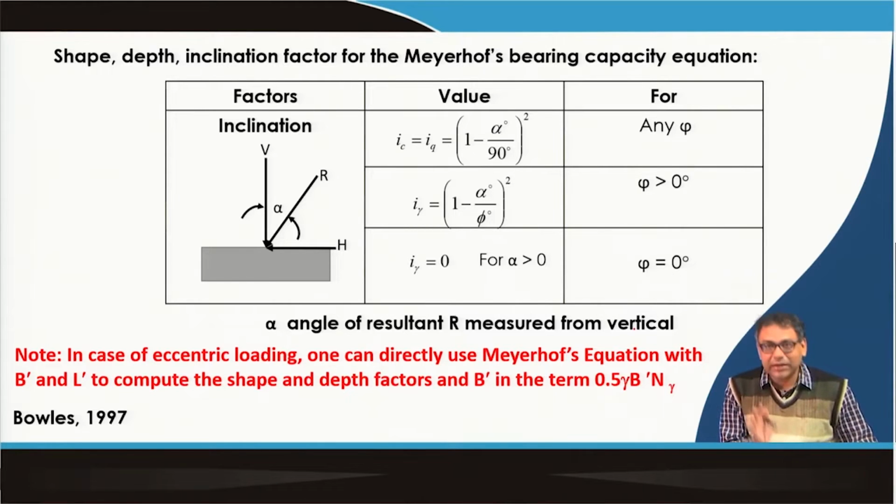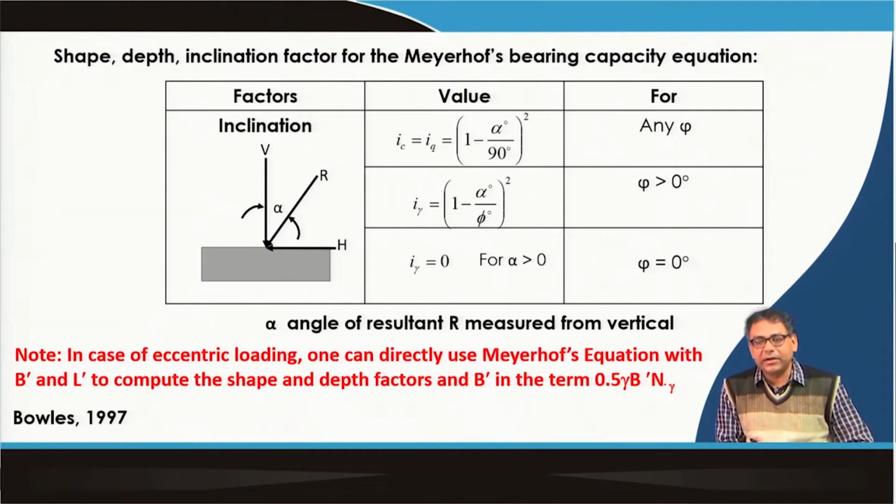Now, as I mentioned, in this equation we can incorporate the footing eccentricity also, but you just note these two lines where it is written that in case of eccentric loading, one can directly use the Meyerhof equation with B dash and L dash to compute the shape and depth factor, and B dash in the term half gamma B dash N gamma. So, what does it mean? As I mentioned, I will discuss this eccentric loading effect in detail.